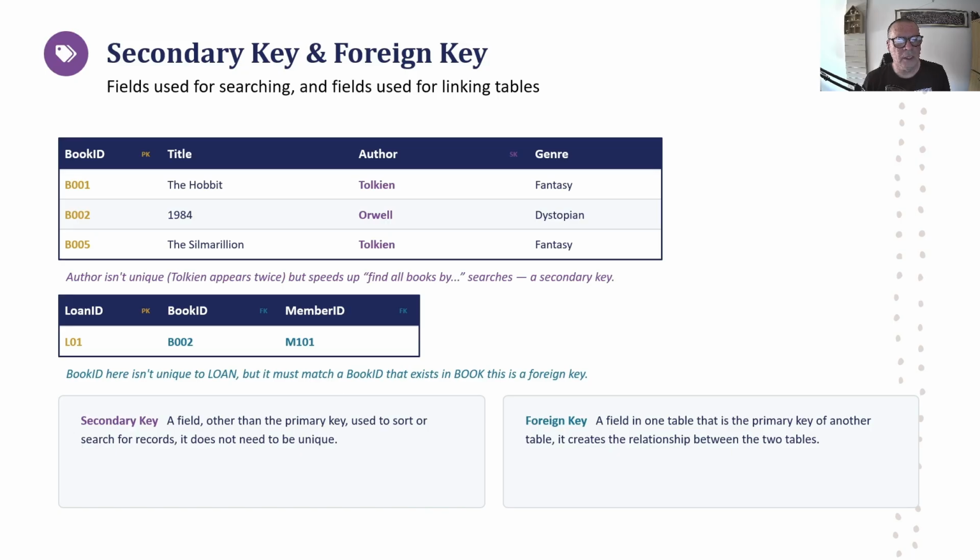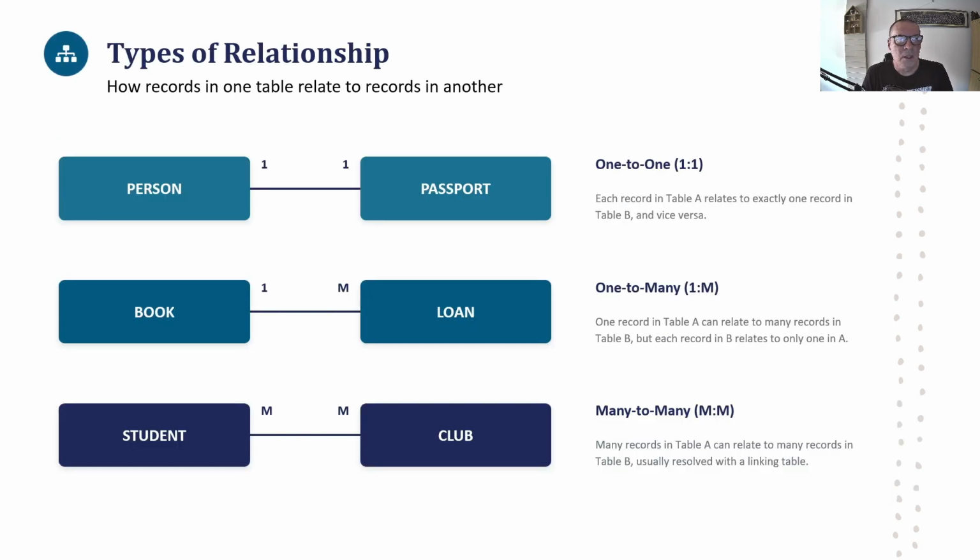And then a foreign key is a field in one table that's the primary key of another table, and therefore it creates the relationship between the tables. It's effectively linking those tables together in some way. So in a relational database, one of the key things obviously is the fact that we have relationships between the entities, and hence between the tables.